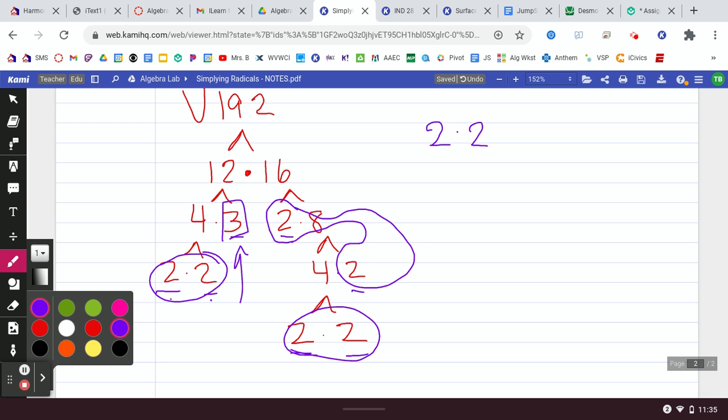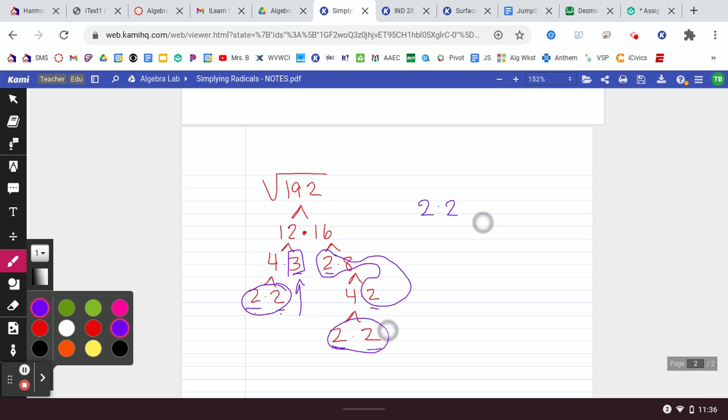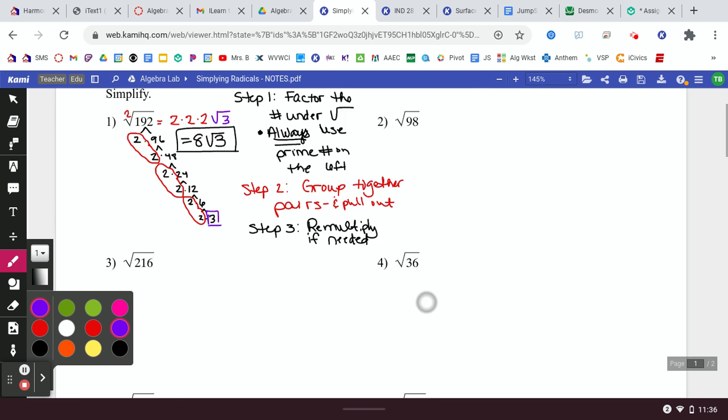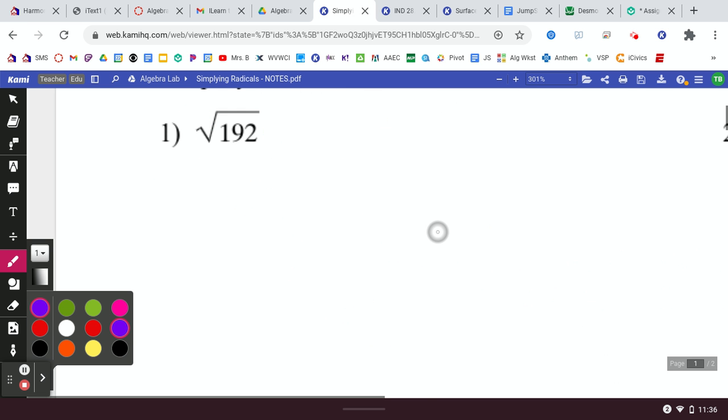You could have done this. You could have divided 192 by 4, and you could have gotten 4 and 48, and you could have done it that way. You could have done it 6 and whatever. You can do it a bazillion different ways, and you will always get the same number of prime factors at the bottom. It's just notice the difference of here trying to find your pairs and up here finding your pairs. Do you see the difference?